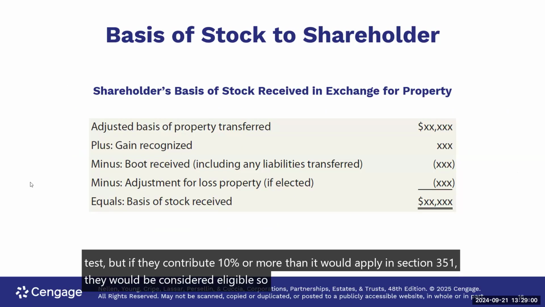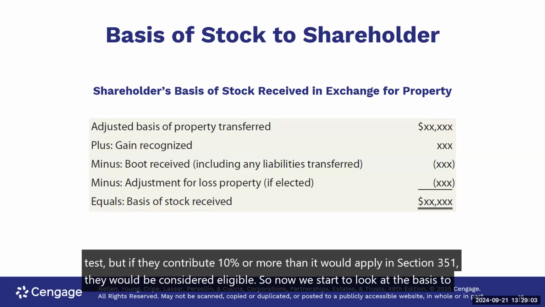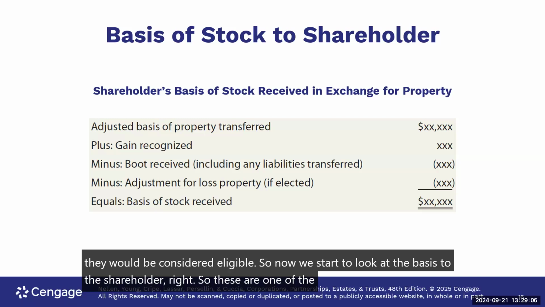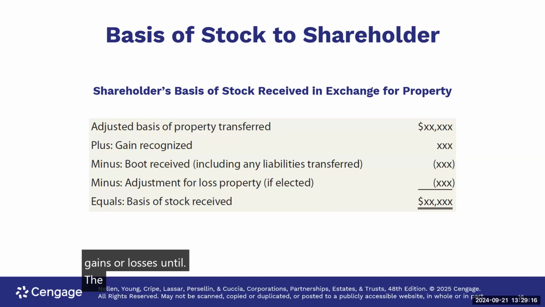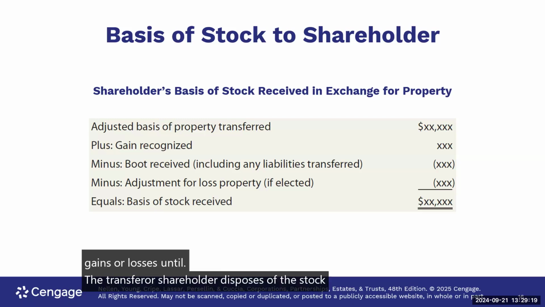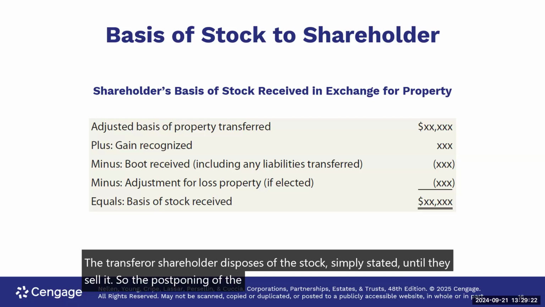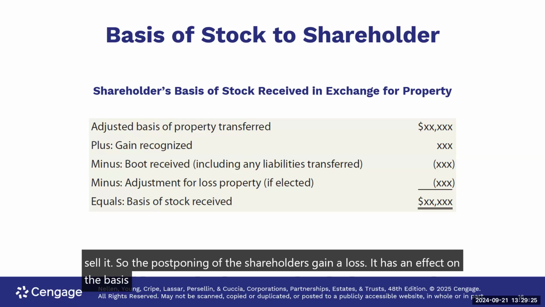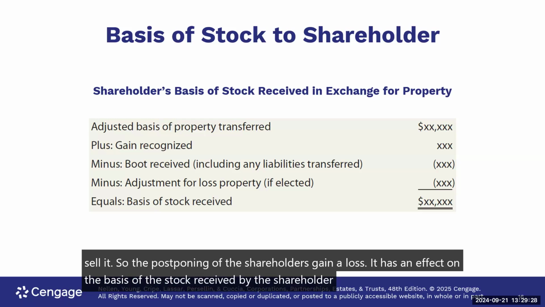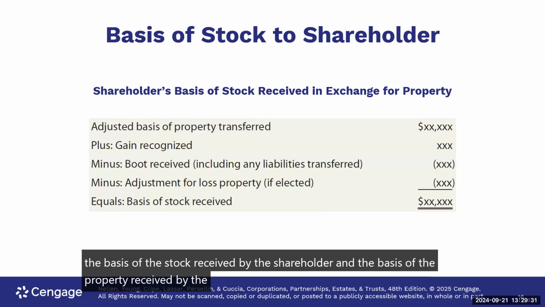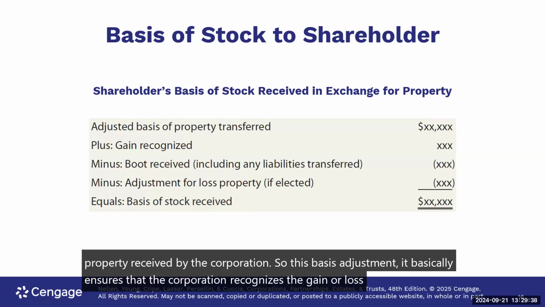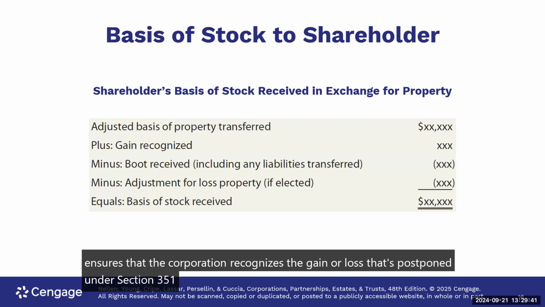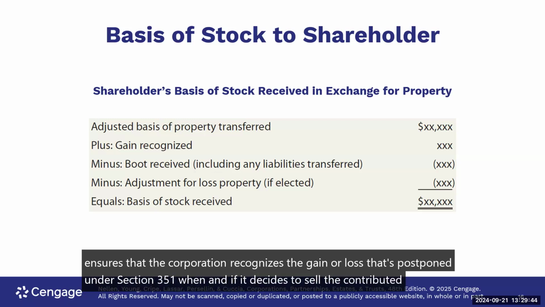So now we start to look at the basis to the shareholder, right? So these are one of the issues: basis determination and the related issues. Recall that Section 351 postpones, it defers gains or losses until the transferor shareholder disposes of the stock. Simply stated, until they sell it. So the postponing of the shareholder's gain or loss has an effect on the basis of the stock received by the shareholder and the basis of the property received by the corporation. This basis adjustment basically ensures that the corporation recognizes the gain or loss that's postponed under Section 351 when and if it decides to sell the contributed asset in a taxable transaction.